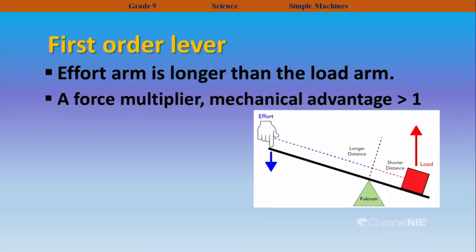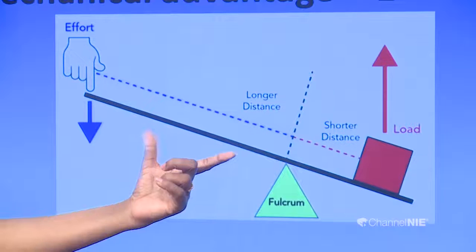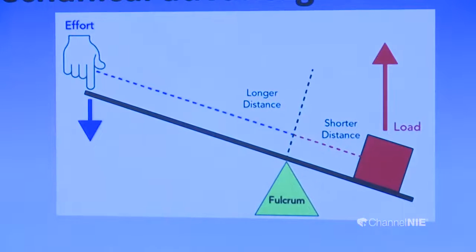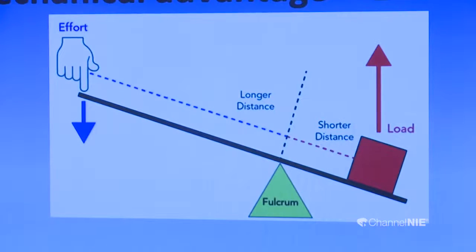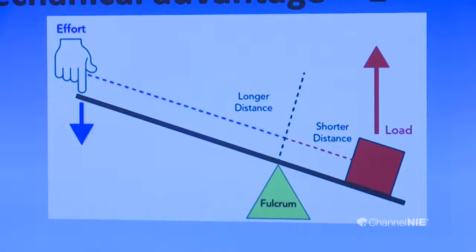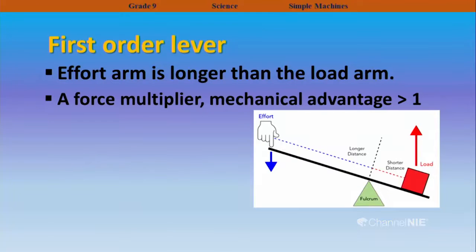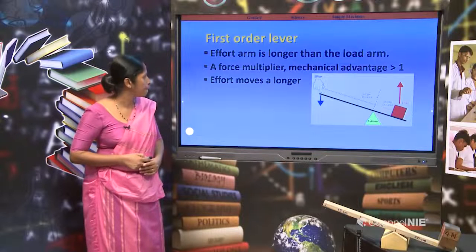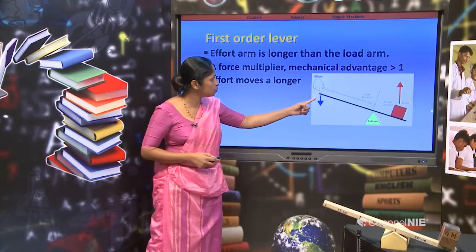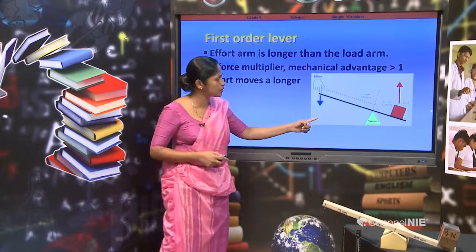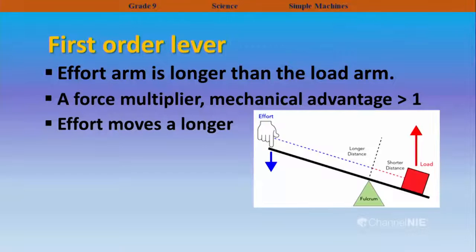First order lever, as I told you, effort arm is greater than load arm to increase the mechanical advantage of this lever, and it is a force multiplier. That means mechanical advantage is greater than 1. But effort moves a much greater distance than the load moves.